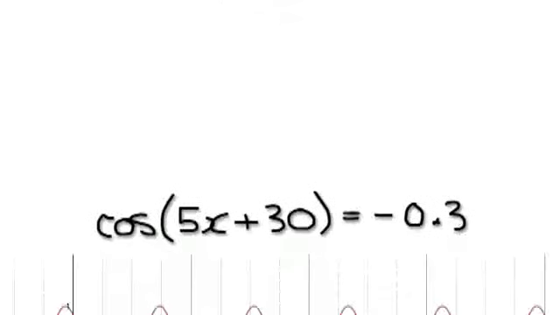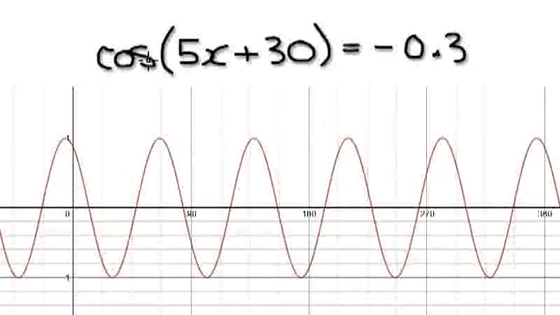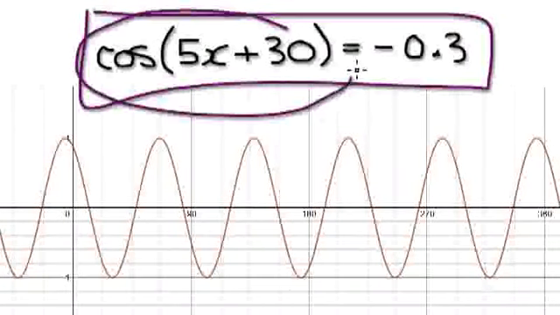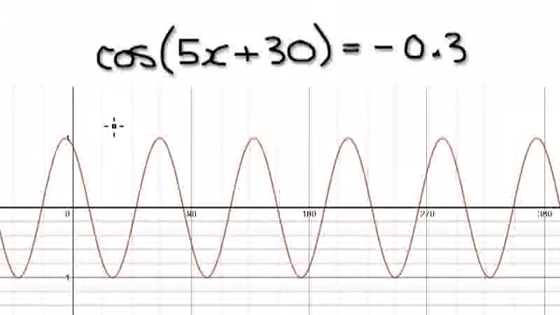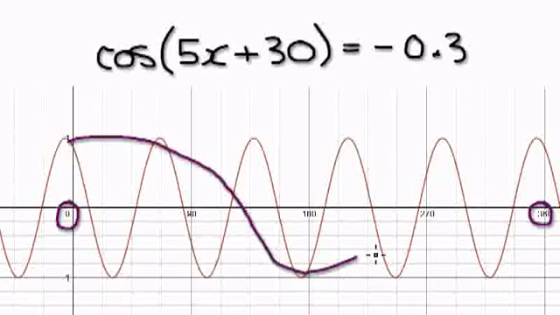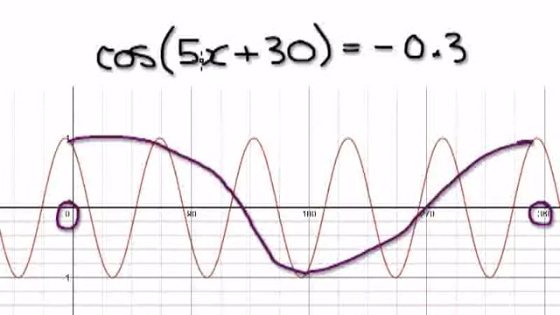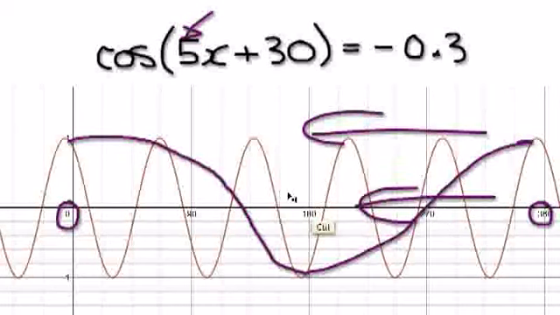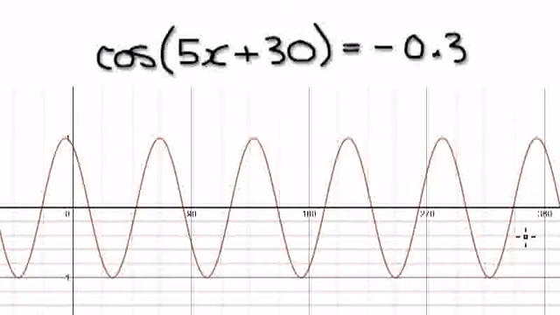Okay, let's give you guys some practice now. Find the general solution to this equation here, and the red line here is this. Looking at this, you can see 0 here, 360 here. So our normal cos of x looks something like this. Because there's a 5 here, you can see it gets compressed. So there's roughly 5 cycles in our normal 360.